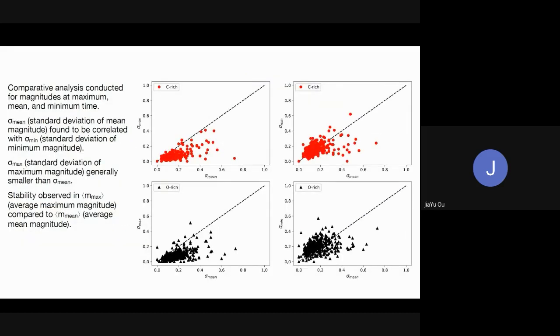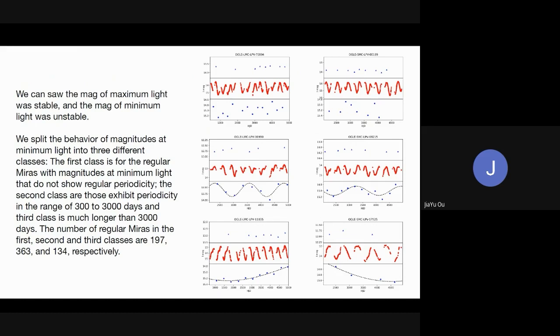Next, we compare the whole. We get the magnitude of the maximum, mean, and minimum light. We can see the minimum light is consistent with the mean light, and the standard deviation of the mean is larger than the maximum light. So we can use this result to know the maximum light is the most stable when we compare it with the mean light.